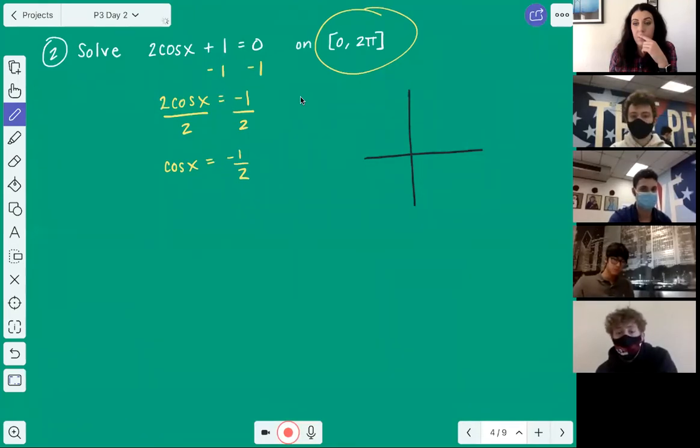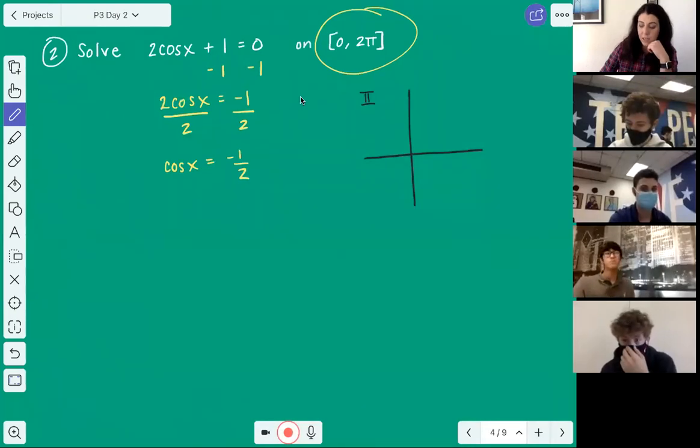Cosine, would it be in the second quadrant? That's one place where cosine is negative because cosine represents x and x is negative in the second quadrant. Where else would cosine be negative? So it'd be the second, third. Perfect, the second and third quadrant. Okay, so I'm looking at where cosine is negative, we're over in that second and third.